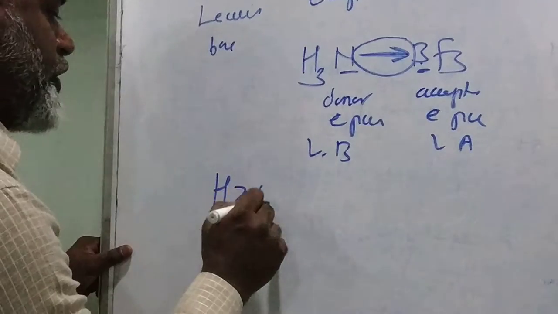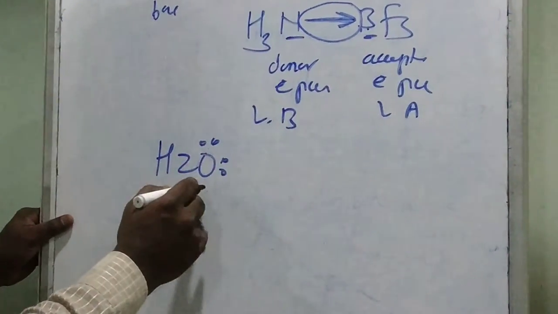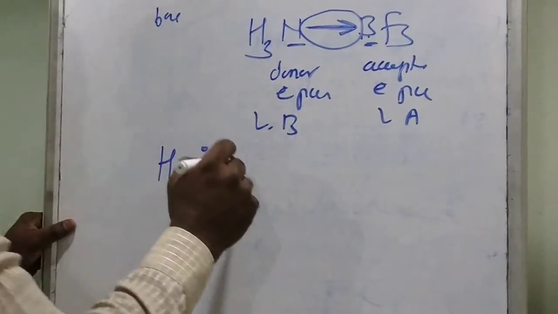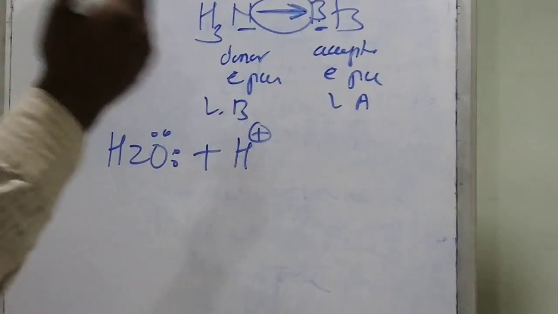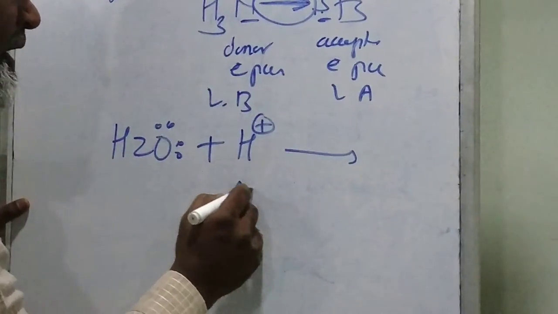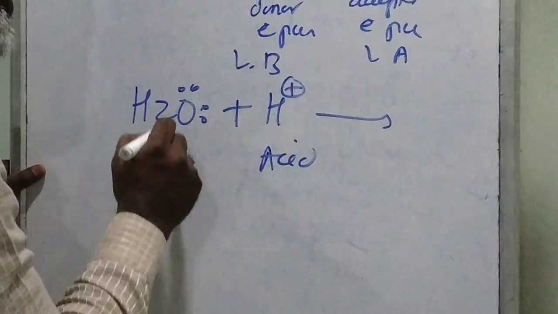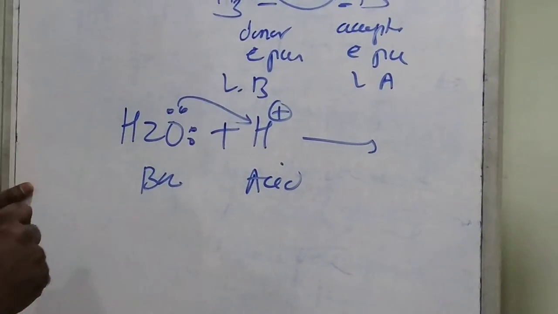Look here, water, H2O. We know in water, oxygen is having two lone pairs. And the H plus ion is from an acid. Acid means H plus ion. So this is the acid and this is the base, because this is going to donate an electron pair to the H plus ion.